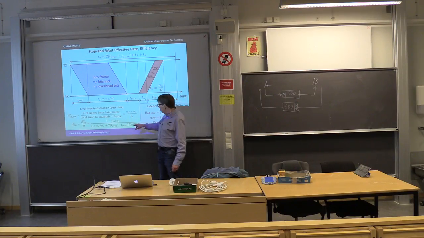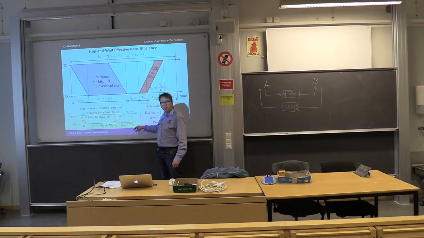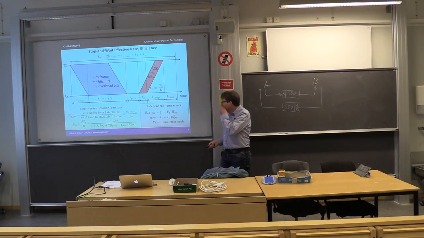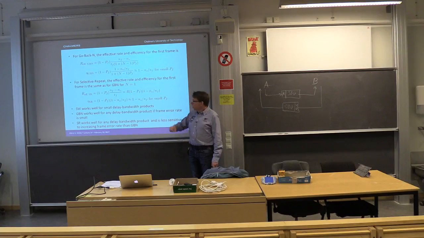Okay, it basically has to do with the ratio between the data rate, the propagation delays and processing delays, normalized with the frame length in bits. So for small delay bandwidth products, stop and wait works well. Go back n works well also for any delay bandwidth product as long as the frame error rate is small. Okay, and then selective repeat works well for any delay bandwidth product and is less sensitive to frame errors than go back n. Okay, so no delays, no errors, go with stop and wait.